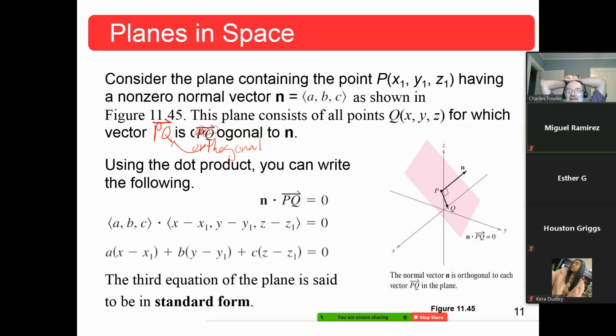Okay, now using the dot product, you can write the following: N dot PQ. Now remember, PQ is basically X minus X1, comma Y minus Y1, comma Z minus Z1. Okay, N is the ABC here. So you dot those two together, you get A times X minus X1 plus B times Y minus Y1 plus C times Z minus Z1. That's equal to 0.